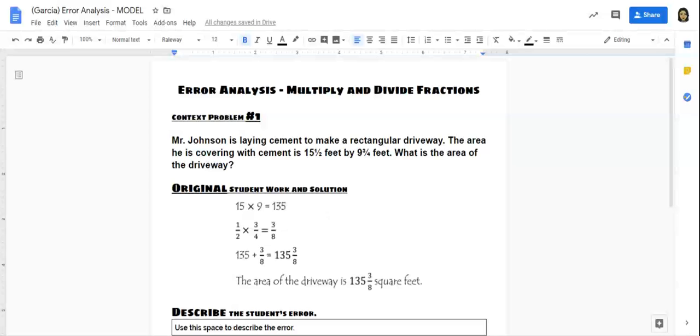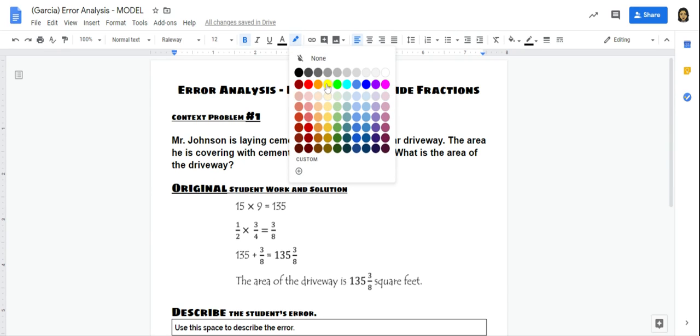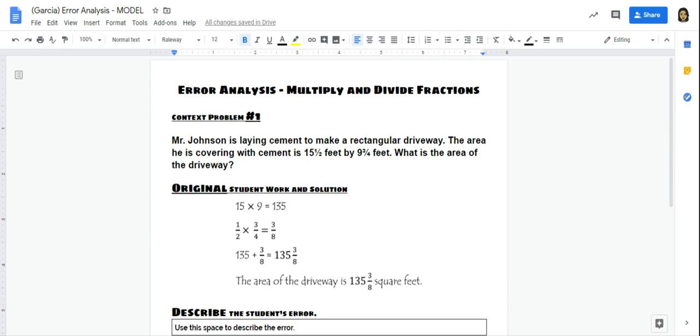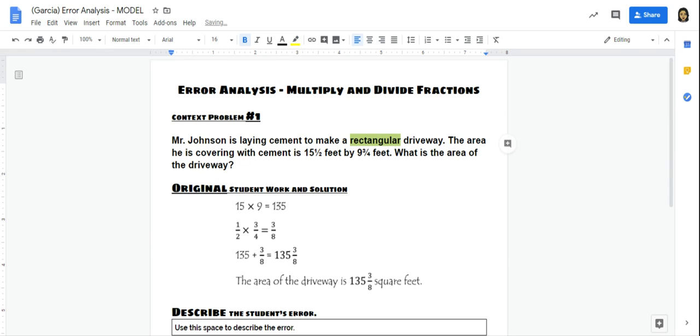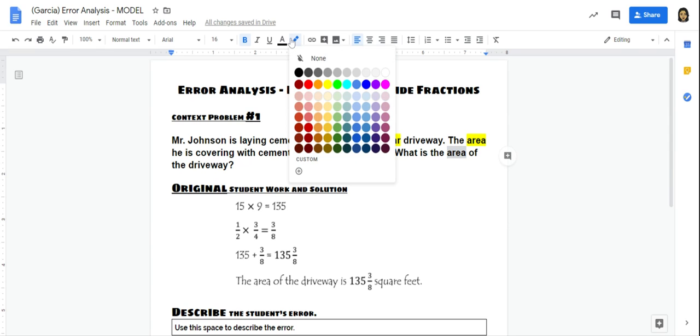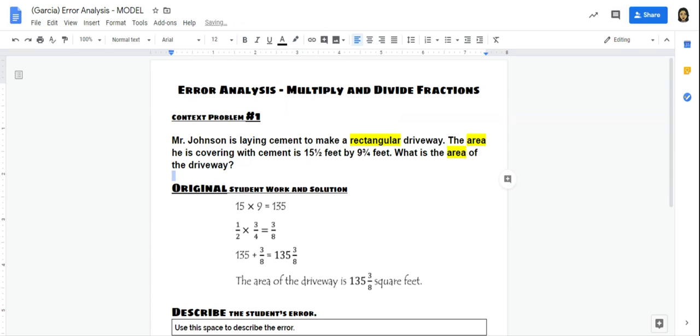So I have here Mr. Johnson is laying cement to make a rectangular driveway. The area he is covering with cement is 15 and a half feet by 9 3/4 feet. What is the area of the driveway? First thing I'm going to do, just like if I had a paper and pencil, is I'm going to highlight, or what we typically do is box cheat codes. So I see the word rectangular that I know is going to probably be very important. So I know I'm dealing with a rectangular shape. And this word area is actually used twice in the problem. So the area that it's covering, what is the area? So I know I'm dealing with the area of a rectangle.